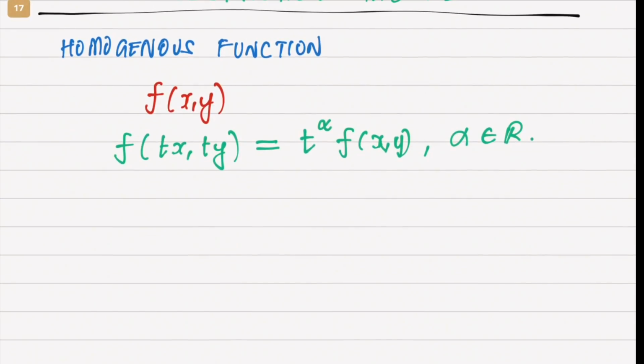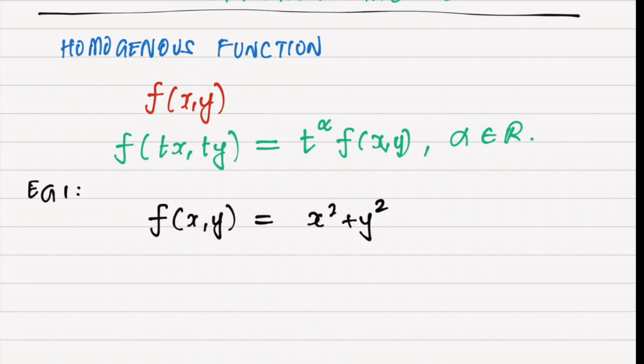Let me give you two examples, one function that is homogeneous, and one that is not. Let's take a look at example number 1. Let's take this function, which is f of x comma y, very simply the sum of the squares of both the variables x and y. Now if I replace x by tx and y by ty, you agree with me, my function would be the following.